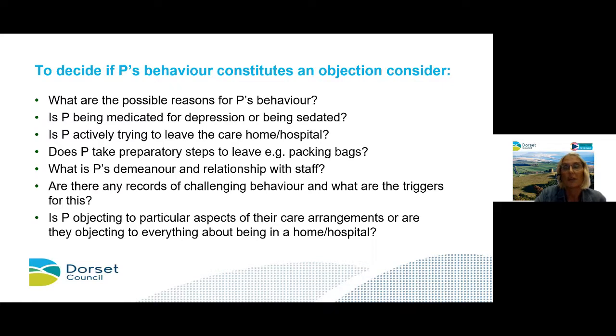What's their emotional state like at the moment, and does this fluctuate? So we need to think about that. The frequency, how often are they asking to leave? And that links back to whether it is particular aspects of the care arrangements, or is it everything? Are there any alternative reasons for their expressed wish? And that's, again, think about the possible reasons. So these are some of the things that Baker J asked us to consider.